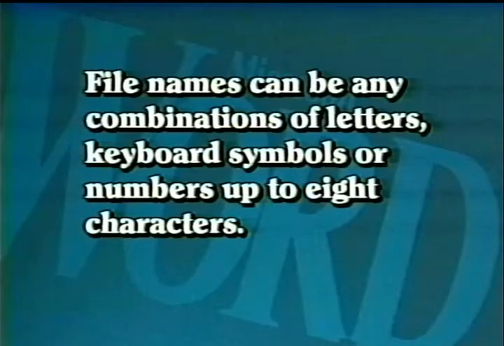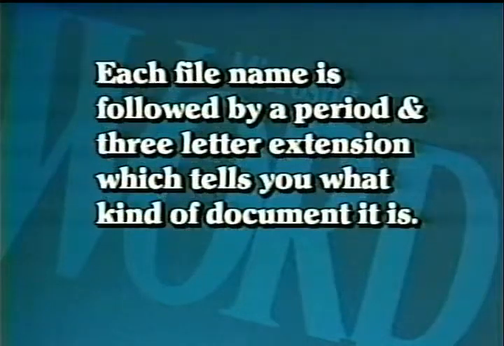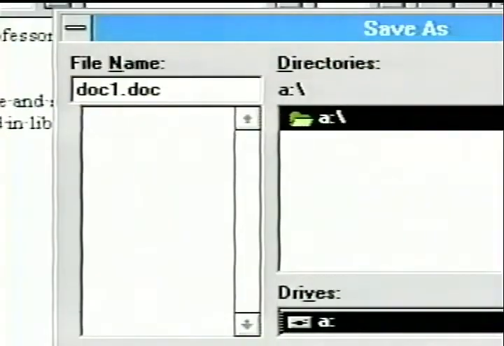File names can be any combinations of letters, keyboard symbols, or numbers up to 8 characters. Each file name is followed by a period and a 3-letter extension, which tells you what kind of document it is. Word will automatically add the file name extension, .doc, if you do not give it another extension. The extension signifies that your file is a Word file, and Word uses this extension to keep all its children or document files organized. Let's call our file Practice.